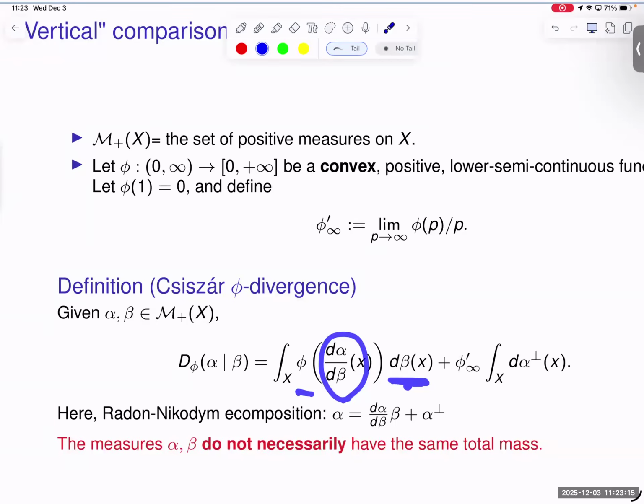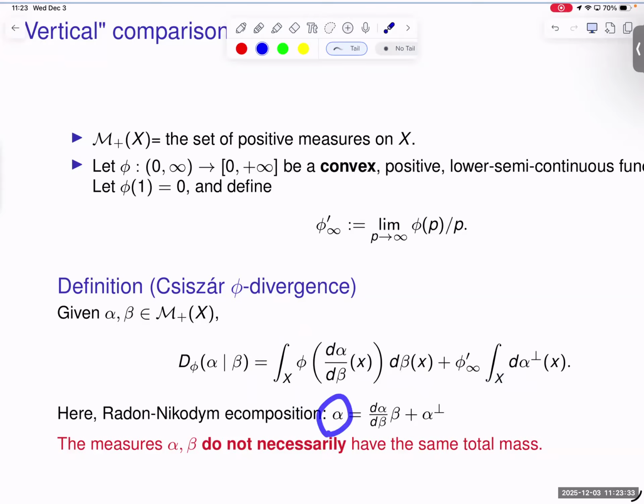And your favorite entropy function or KL divergence belongs to this class. And where did this come from?